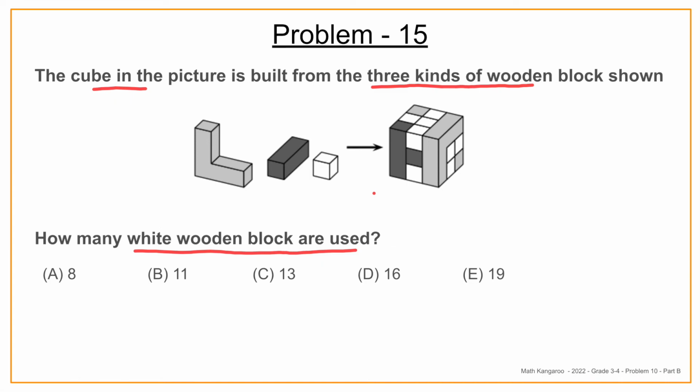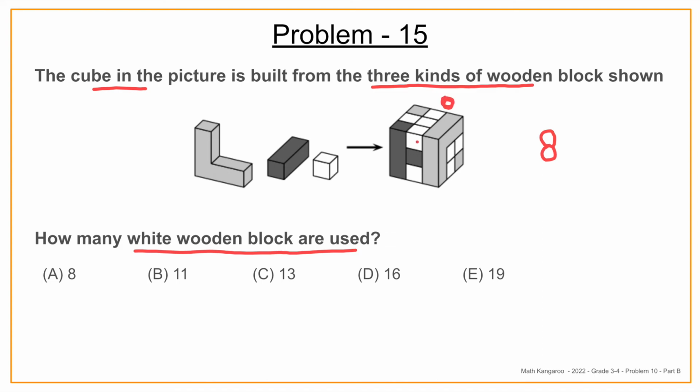First, count the white blocks which are already visible. So we count 1, 2, 3, 4, 5, 6, 7, 8. So 8 white blocks are already visible. Now look at the back side of the cube. Since the middle is a gray part and there is an L-shaped gray block already there, and there is an L on the top, we know that there is no white block visible on this side.